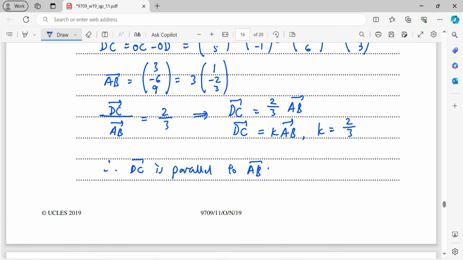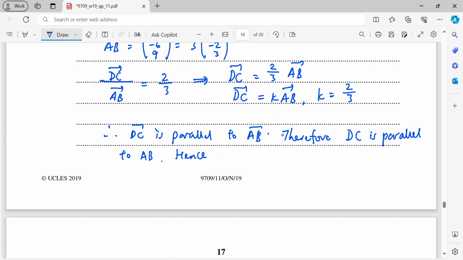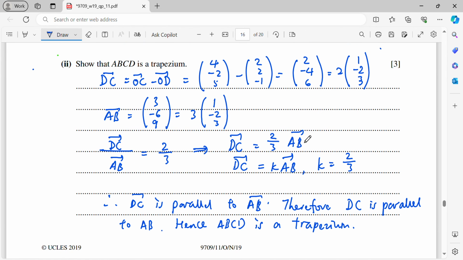Therefore, the side DC is parallel to AB. Hence, it is a trapezium. So ABCD is a trapezium. Alright, so done for this question.